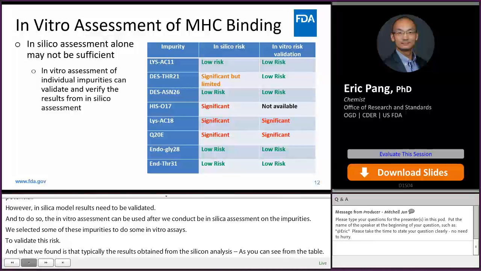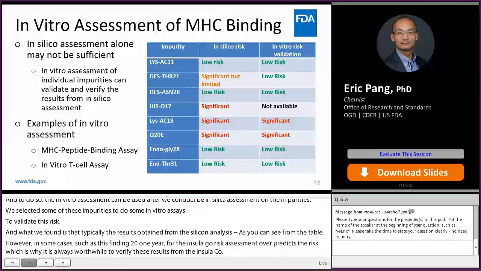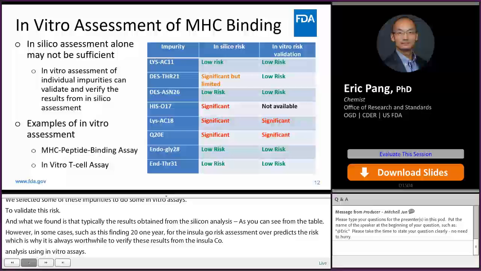So in our study, we used 2 in vitro assays to validate the in silico results. These are the MHC binding assay and in vitro T cell assays. Next, I'll spend a little bit of time to describe these assays.